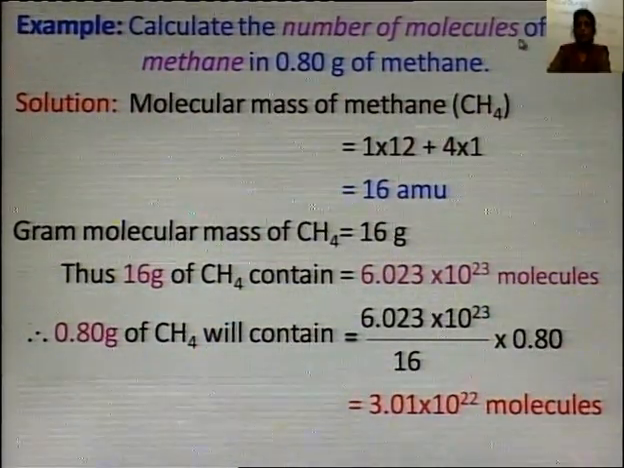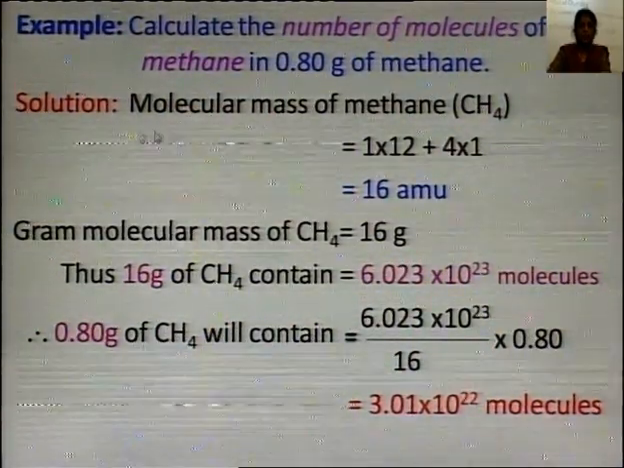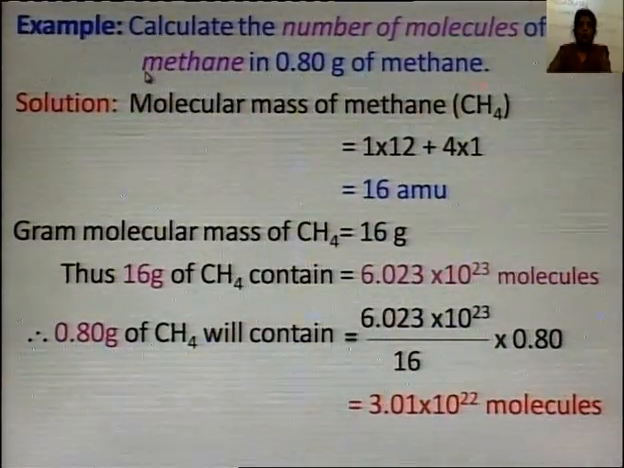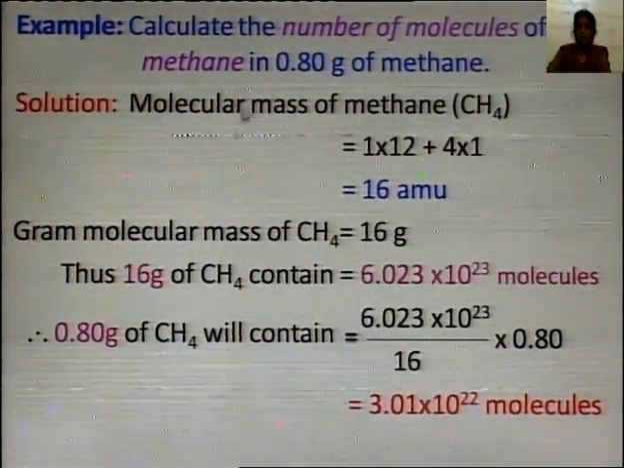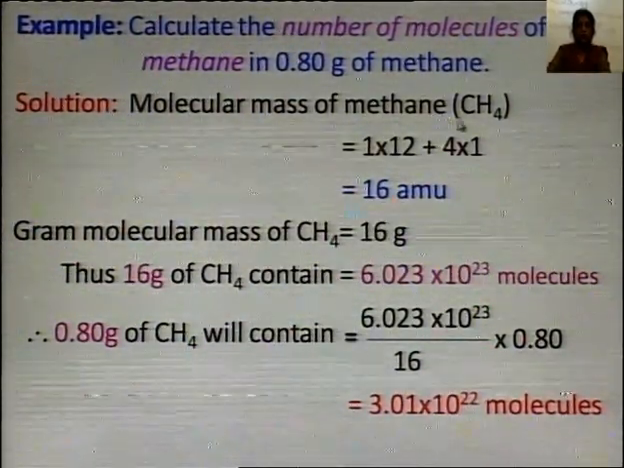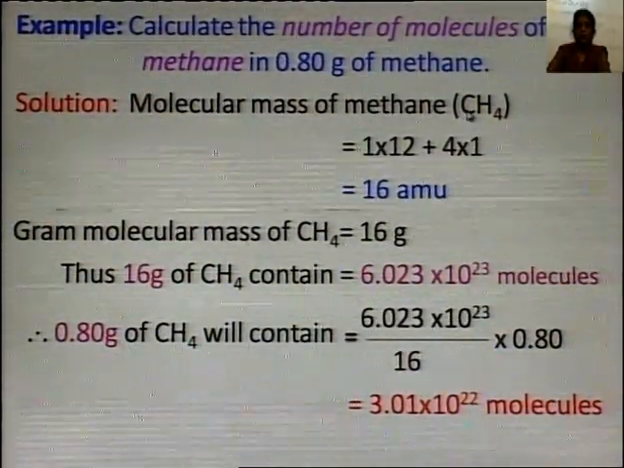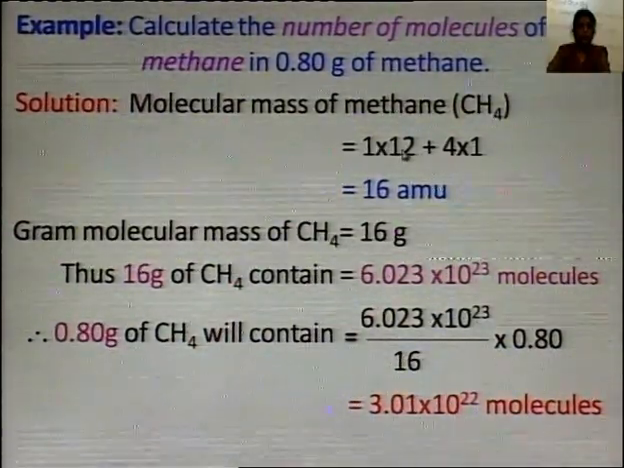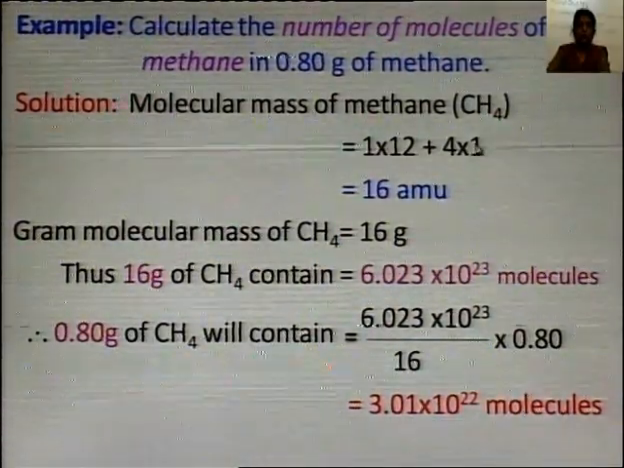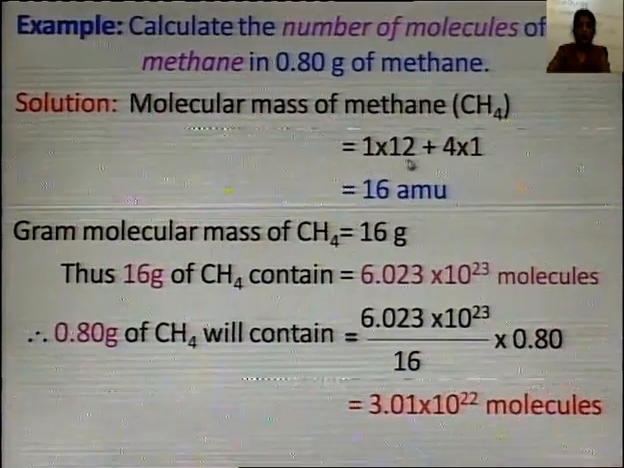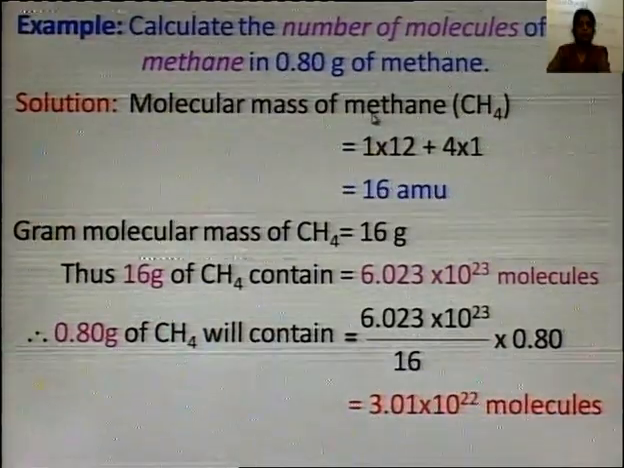Calculate the number of molecules of methane in 0.80 gram of methane. The solution: molecular formula of methane is CH4. So, let us first of all calculate its molecular mass. Molecular mass of methane is equal to 1 into 12, number of carbon atoms is 1, 12 is atomic mass. So, 1 into 12 plus 4 into 1, 4 is the number of hydrogen atoms and 1 is the atomic mass of hydrogen. So, 12 plus 4 is 16, 16 AMU is the molecular mass of methane.